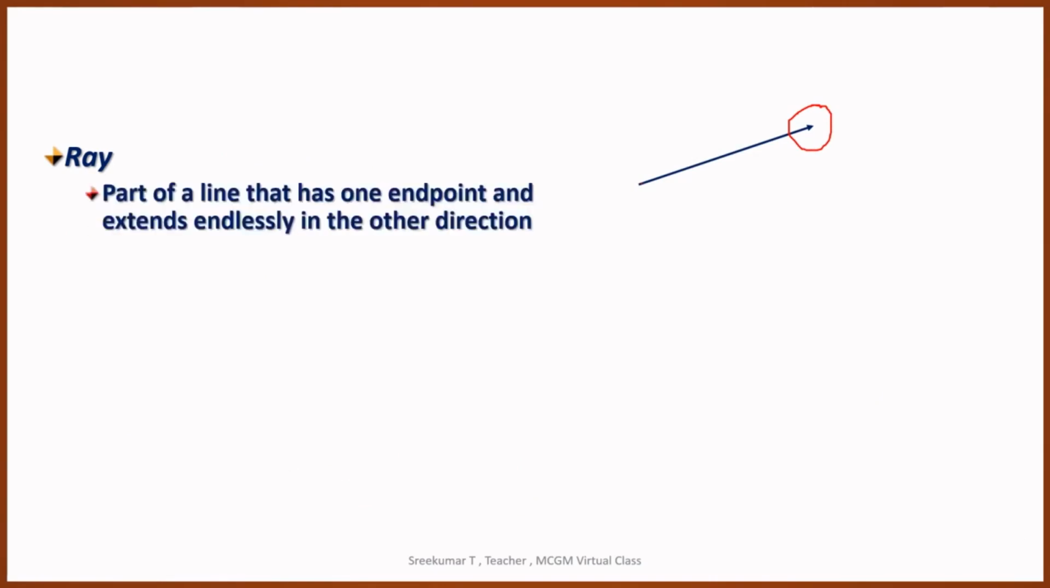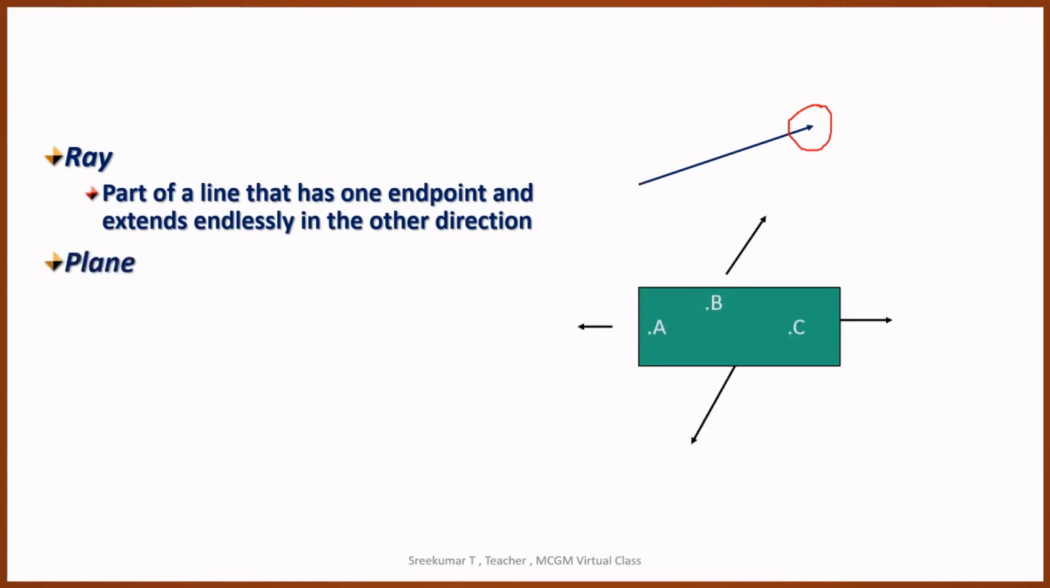And if one end is infinite and the other end is fixed, we call such a geometrical figure a ray, a part of a line that has one end point and extends endlessly on the other. And if it is something like a surface which can extend in all directions, having its own boundary but can extend in all directions endlessly, we call it a plane.